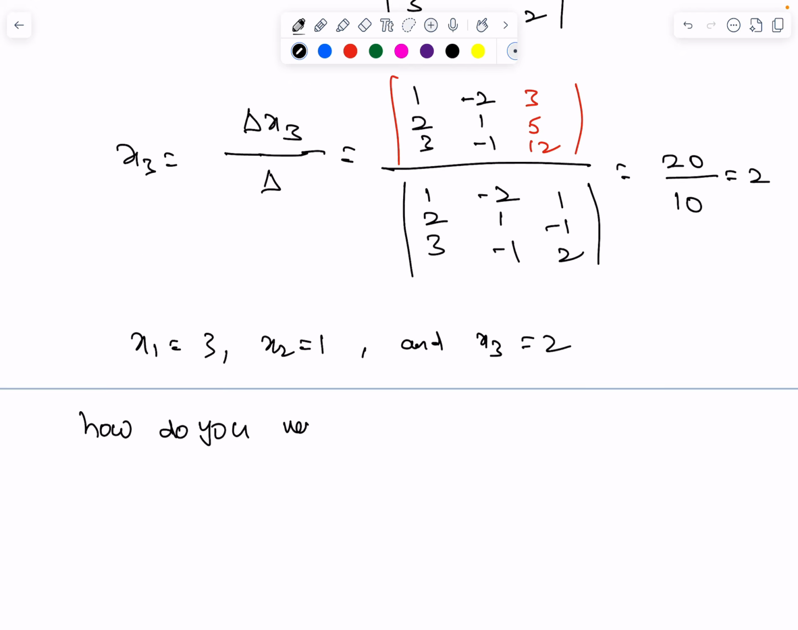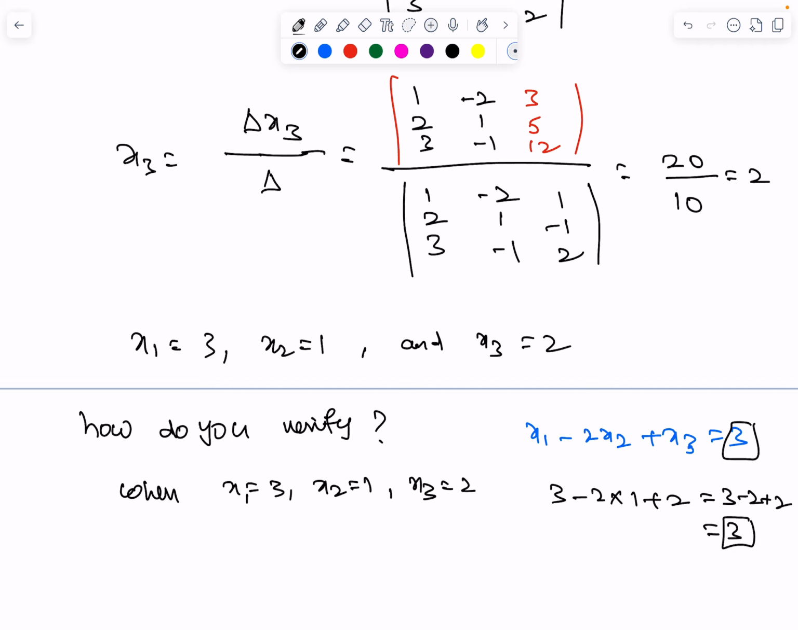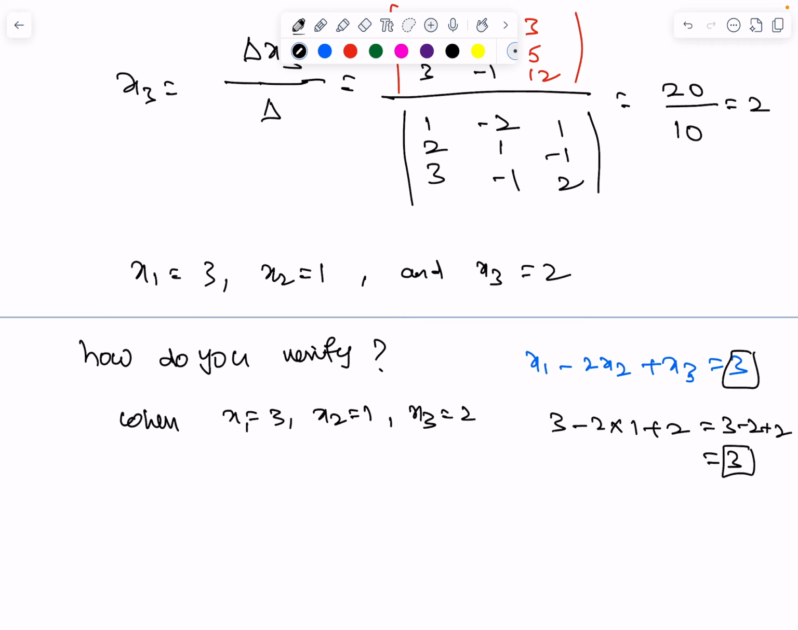How do you verify? When x1 is equal to 3, x2 is equal to 1, x3 is equal to 2, you take the first equation, that is x1 minus 2x2 plus x3 is equal to 3. It must give you 3. Let's check that. That is 3 minus 2 into 1 plus 2, which is equal to 3 minus 2 plus 2, which is equal to 3. This matches the right hand side of the first equation.